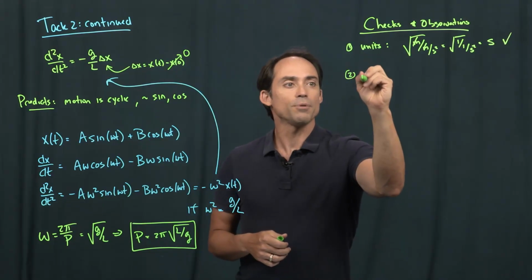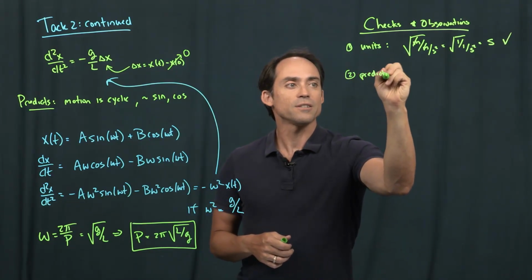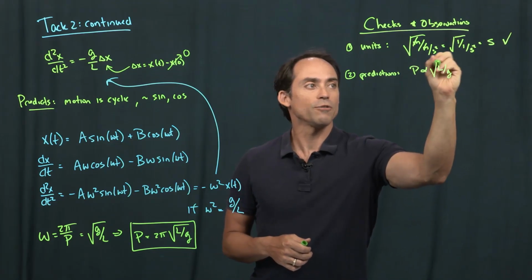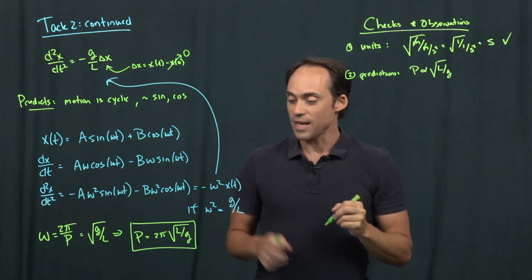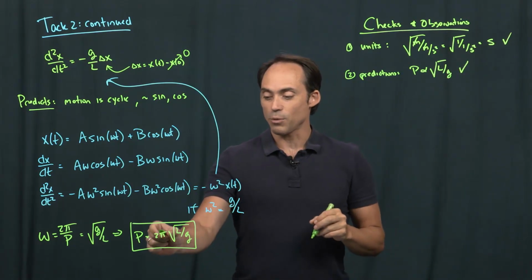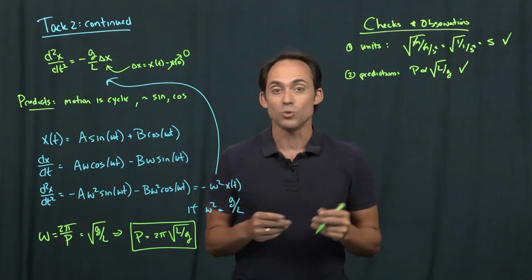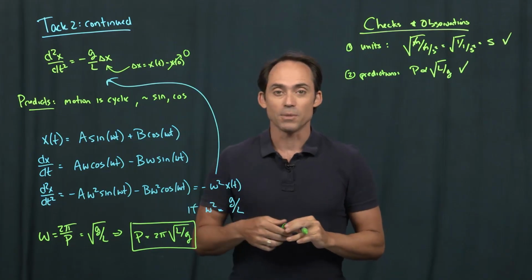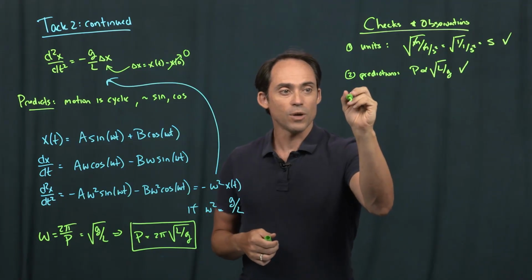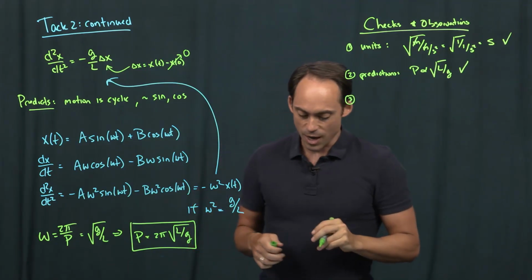The other thing is we had a prediction that P was proportional to the square root of L over g from dimensional analysis, and indeed that's exactly what's come out. And what we've been able to solve is what that proportionality constant is. It's just 2 times pi. That comes out from the definition of omega. All right? And we can also look at some observations here.